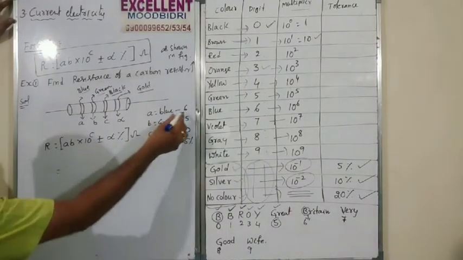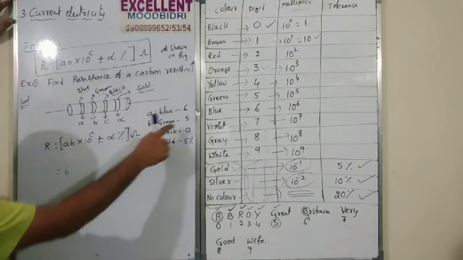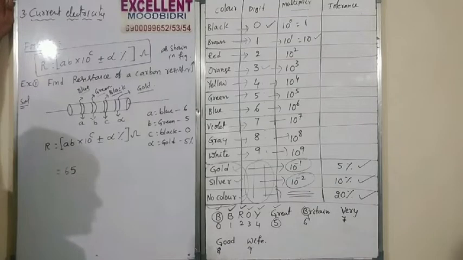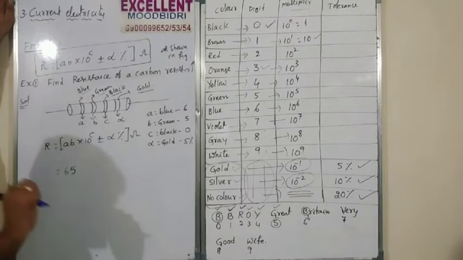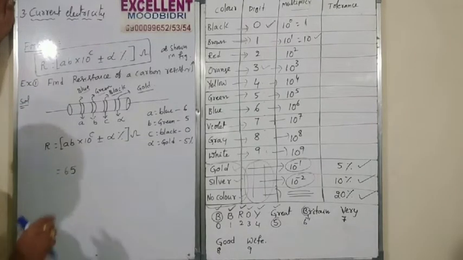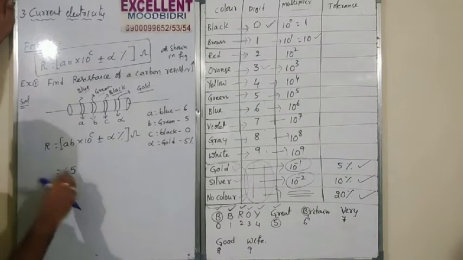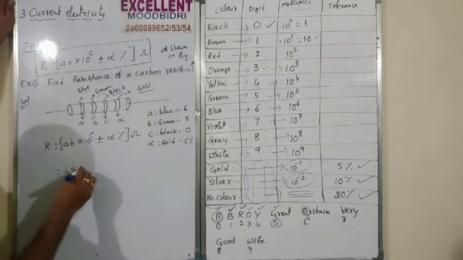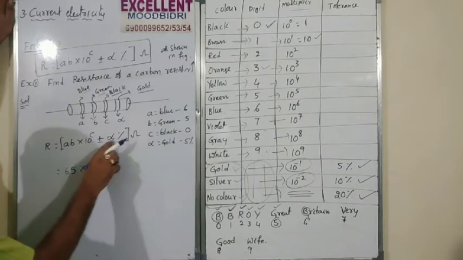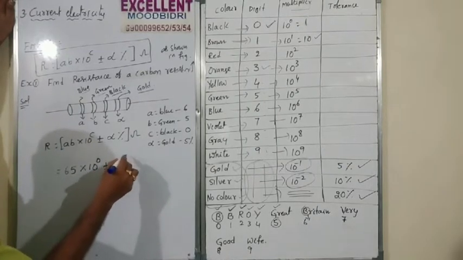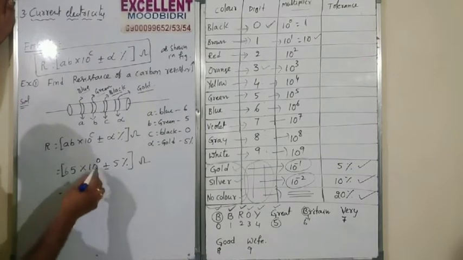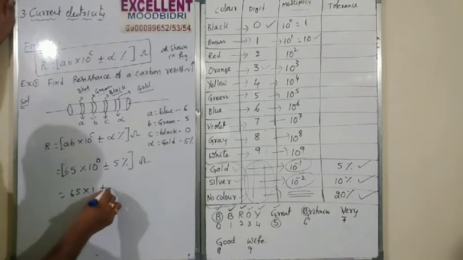Now substitute values only. A is equal to 6, and B is equal to 5. Don't multiply 6 into 5, that is a significant digit only. 6 and 5 make 65, that is not a multiplication. 65 into 10 power C value. C value is how much? 0. Plus or minus, alpha value is 5% into ohms. So 65 into 10 power 0 means 1 only. So plus or minus 5%.